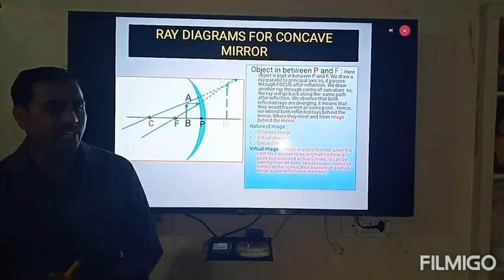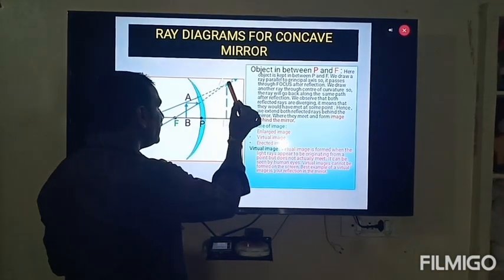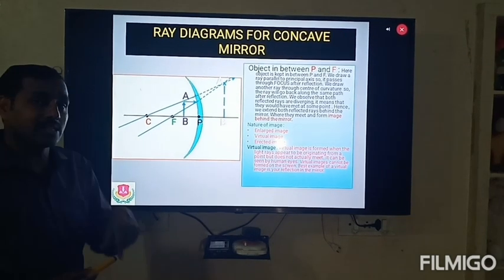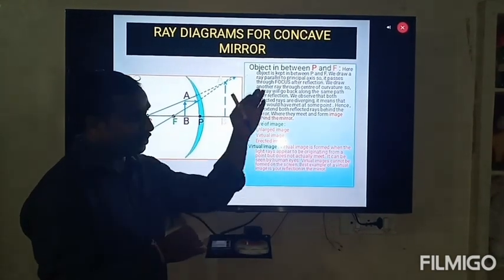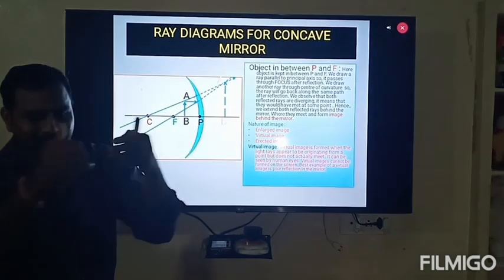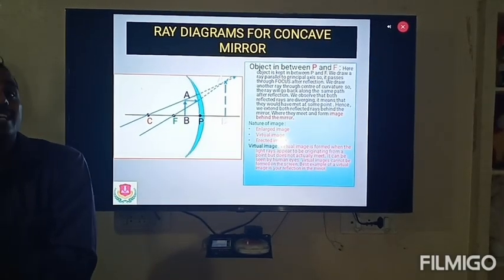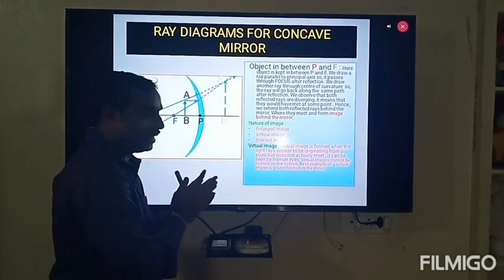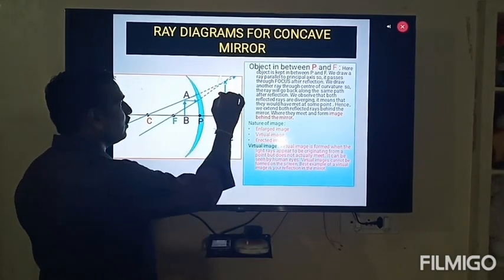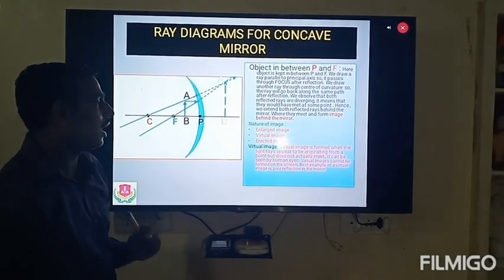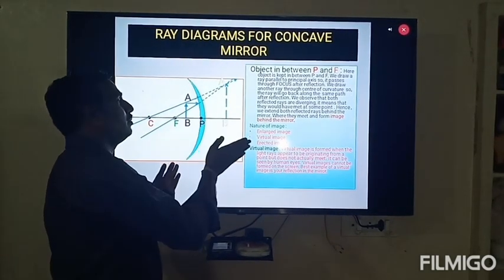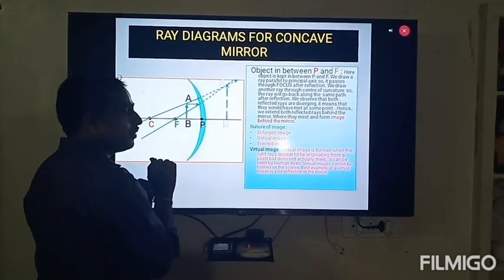Appear to be originating means it appears that these rays are coming from that point. In the previous case, the rays come from the object and intersect at one point where the image is formed. Not like that in this case. In this particular case, the rays appear to come from the image point, not from the object point. The image point is where? Inside the mirror. But the rays are not actually coming from the image point.